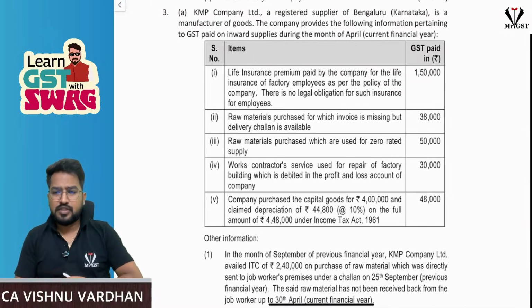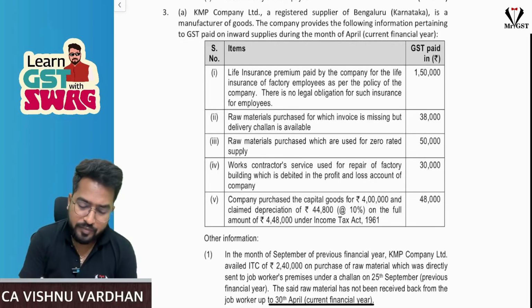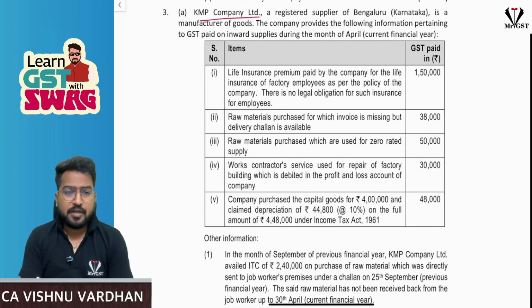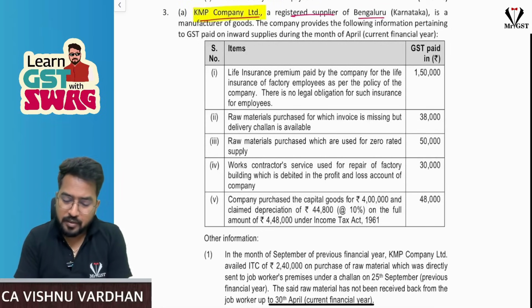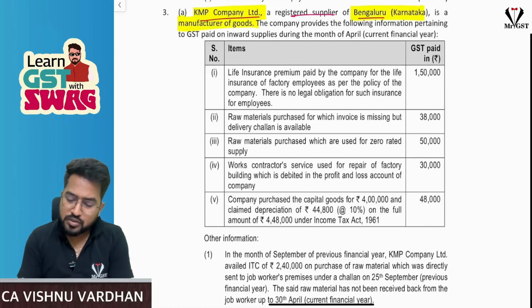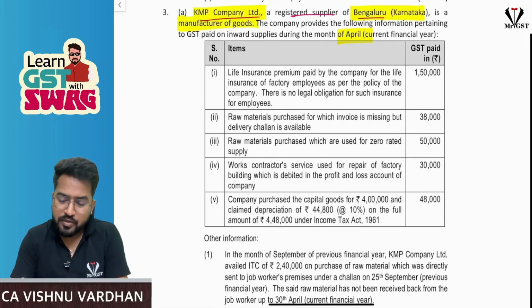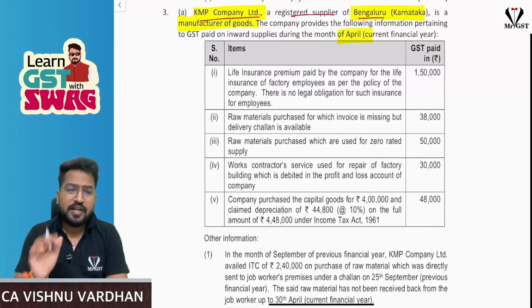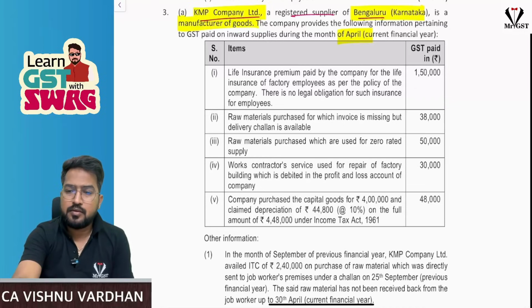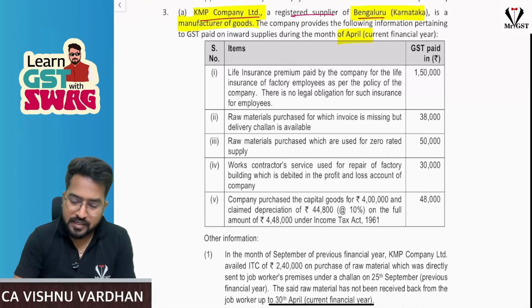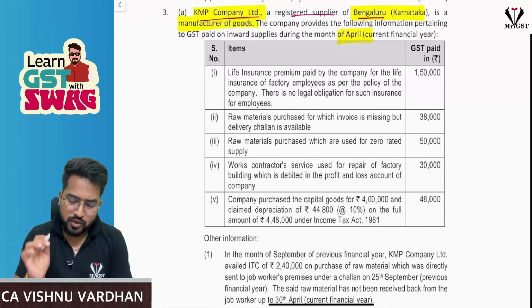So right now, if you see the next question, question number 3, sir, KMP Company Limited here, what they are doing? KMP Company Limited is registered in Bengaluru. Okay, so this is a private company in Bengaluru, Karnataka, and they are manufacturing goods, and they are talking about April month here. So they're just asking what ITC can you avail here. You can claim here, as you know, obviously. So what is the ITC available here for this April month is the question.